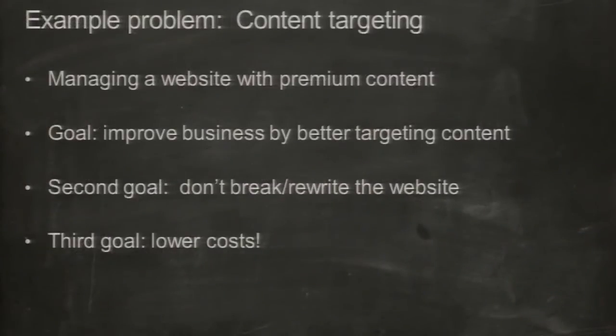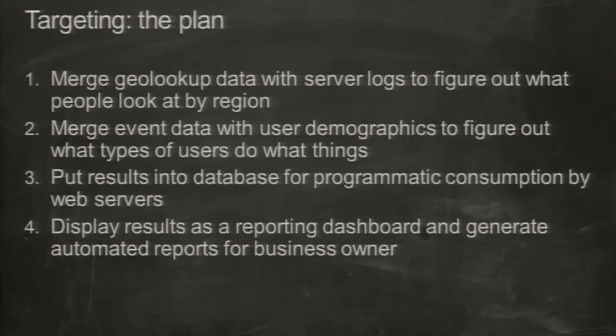So let's go back to our example problem, because we've got this website with the premium content. We want to improve our targeting. So to break this down a little bit, say we form a plan. We're going to do 3 or 4 steps, depending on how you count. So we had that geo lookup data that we'd bought. We have our server logs to tell who's clicking on what. And we're going to try to merge these so that we can say users from this geography like to look at this, users from the other geography maybe behave in some completely separate fashion.